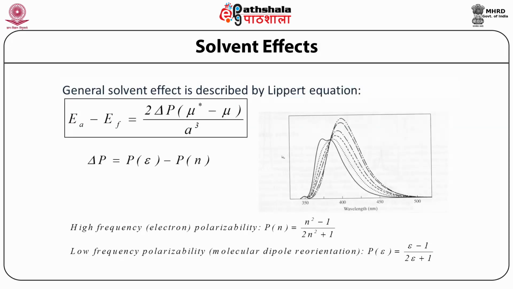We discussed how the solvent affects the fluorescence emission efficiency, and the general solvent effect is described by the Lippert equation, that is EA minus EF equals 2 delta P (mu minus mu naught) squared divided by a cubed, where delta P equals Pe minus Pn. The high frequency electron polarizability is given as Pn equals (n squared minus 1) divided by (2n squared plus 1), and the low frequency polarizability, molecular dipole orientation, is given as Pe equals (E minus 1) divided by (2E plus 1).